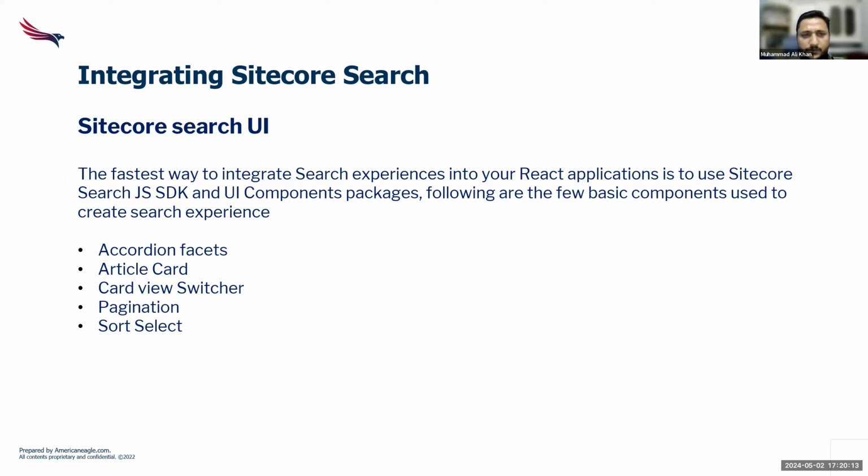Next we have Sitecore Search UI. It has all the pre-built components which are normally used in creating our Sitecore Search experience, like accordion facets, article card, card view switcher. Article card is basically used to render search results, and there are a couple of others which we can use to create our Sitecore Search experience. Sitecore Search UI is again an npm package which we need to install in our React application.